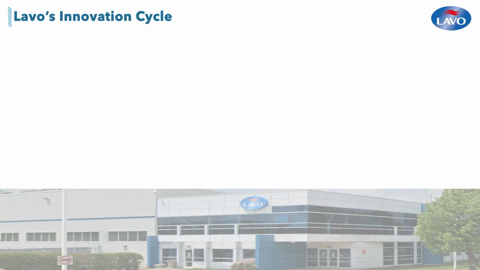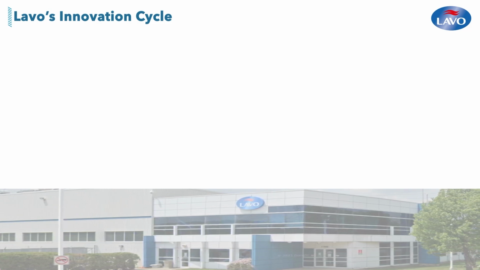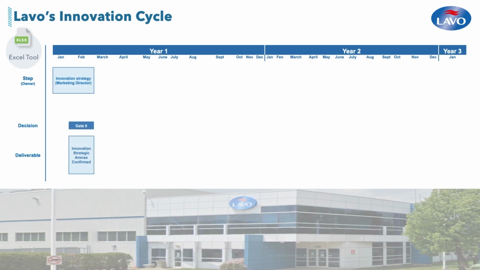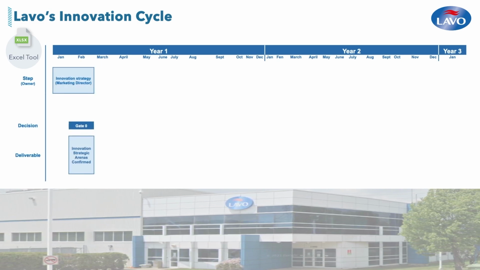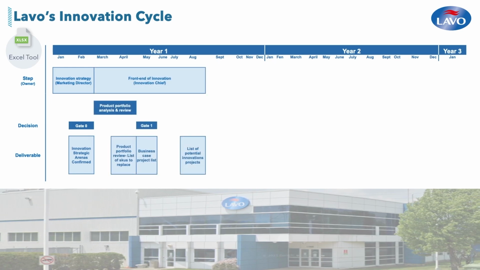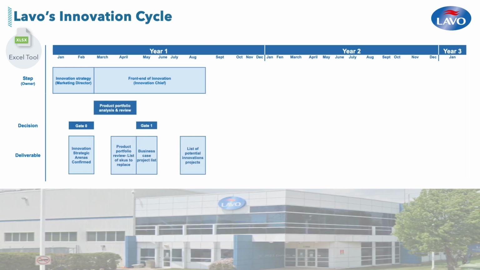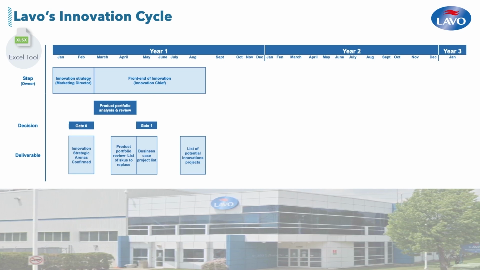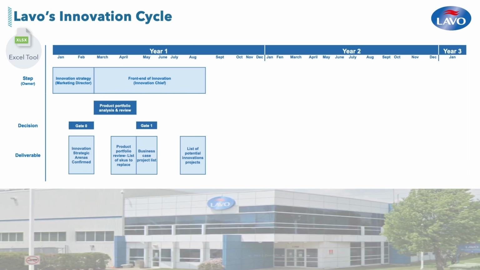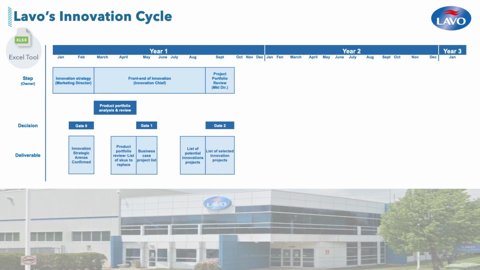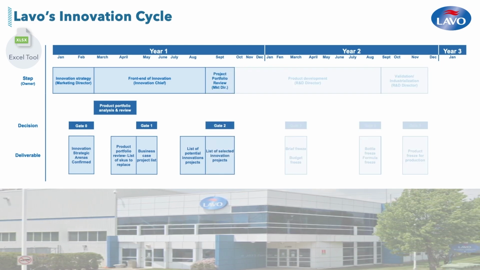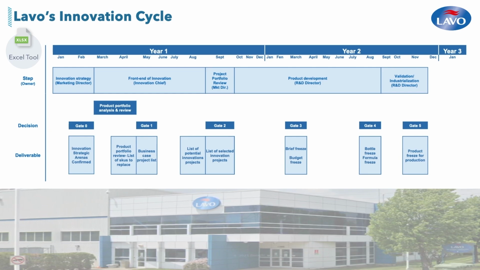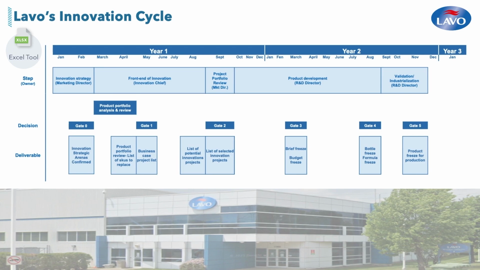Another example from Lavo is the leadership change during the various stages of the process. During the innovation strategy, the revisions are the responsibility of the marketing director. When getting to the front end of innovation, the leadership is transferred to the innovation chief, a senior product manager most dedicated to the front end of innovation. Thereafter, the marketing director takes back the leadership for the project portfolio review. Then the R&D director takes the lead for development, validation, and industrialization, and finally, the leadership of the launch is transferred to the sales team.